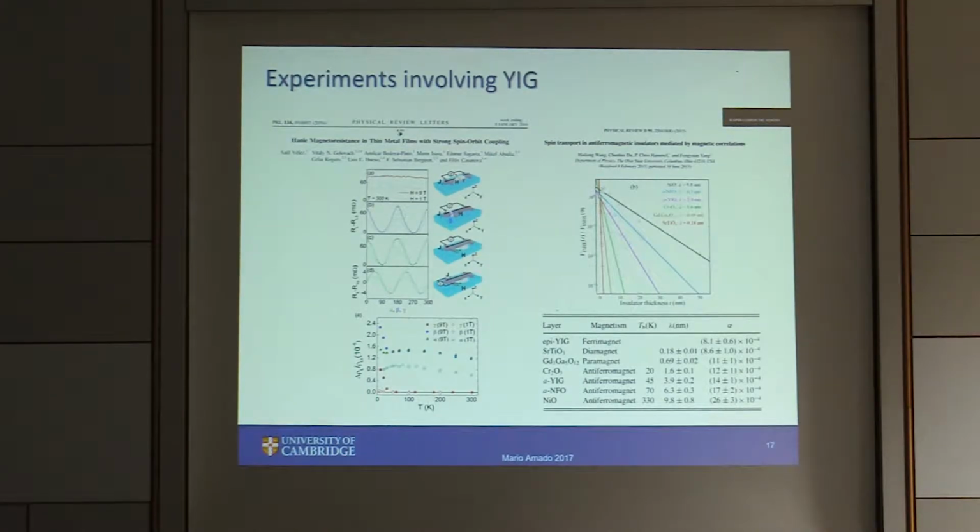Some other experiments involving YIG are studying the spin transfer torque, which is something more related to what I'm showing you today. For example, this work here, in which Sebastián Bedoya was involved in San Sebastián, shows how, from the study of the Gilbert damping parameter in the ferromagnetic resonance, it's possible to study the spin transfer from the YIG to a platinum stripe through an insulator layer.